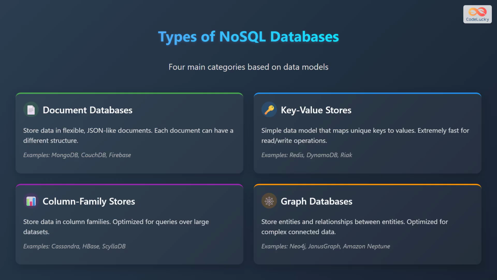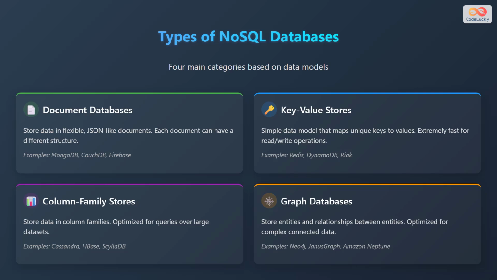There are four main categories of NoSQL databases based on their data models. Document databases store data in flexible, JSON-like documents, where each document can have a different structure. Some examples include MongoDB, CouchDB, and Firebase.